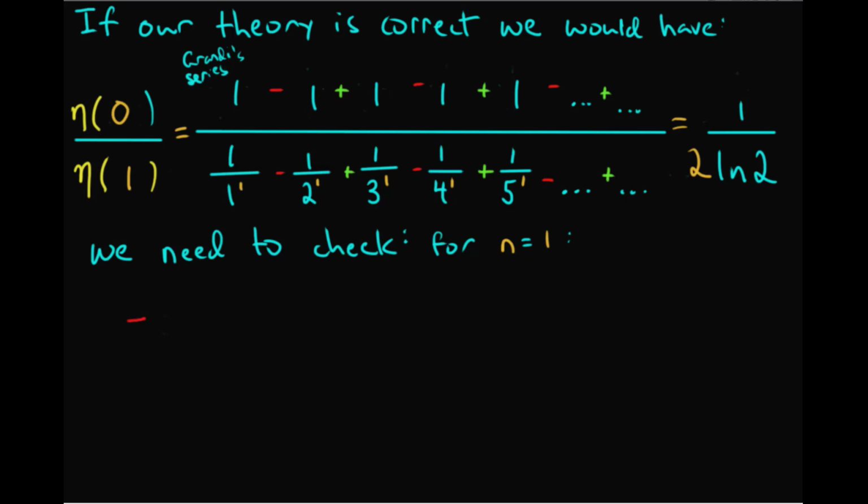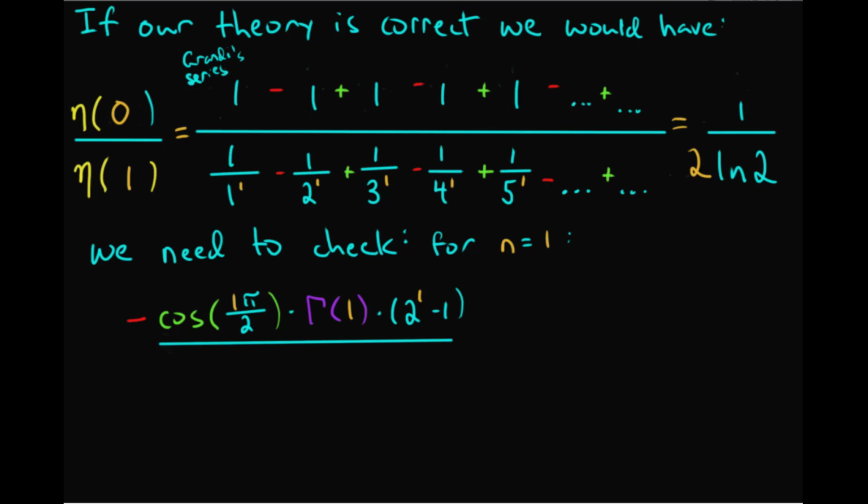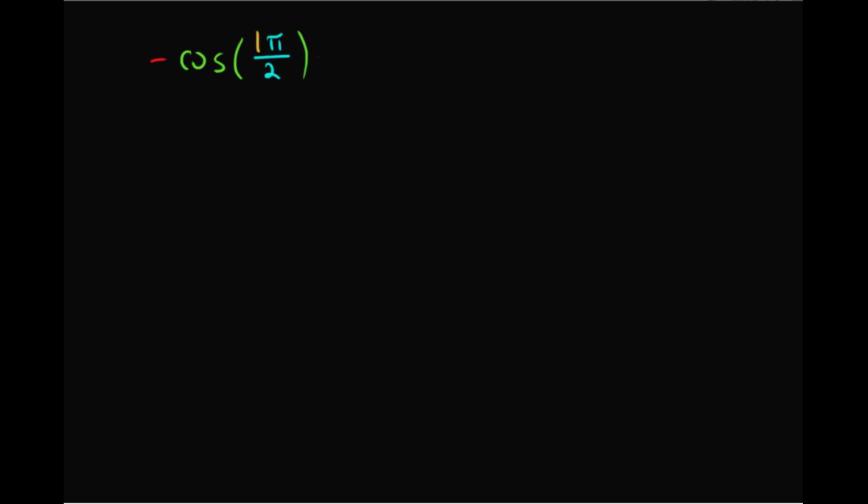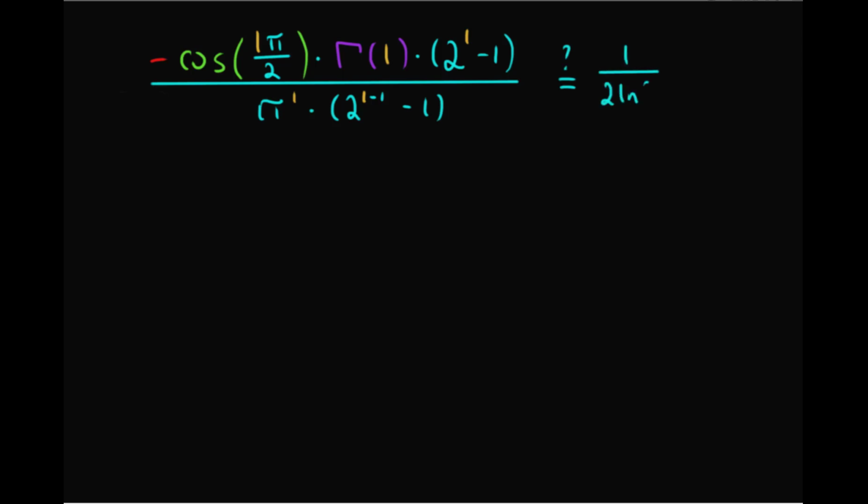In particular, we're asking for n equals 1, does negative cosine of (1 pi over 2), times gamma of 1, times the quantity (2 to the first power minus 1), all over pi to the 1 times the quantity (2 to the 1 minus 1), equal 1 over 2 log 2. So I'll just bring this equation to the top line here. We want to see if the expression on the left-hand side is equal to 1 over 2 log 2.